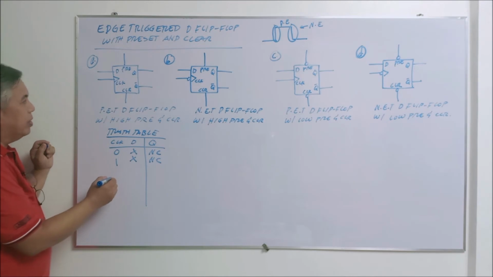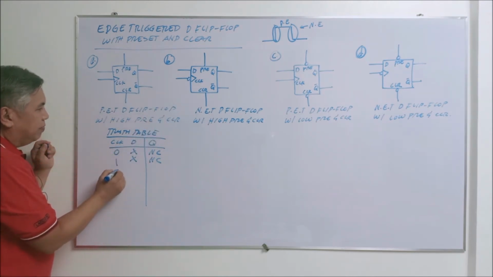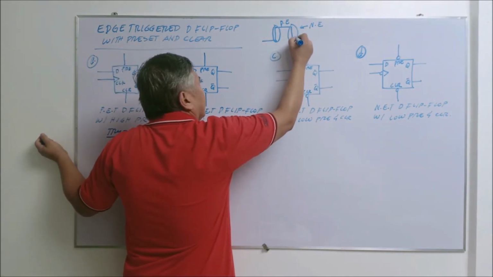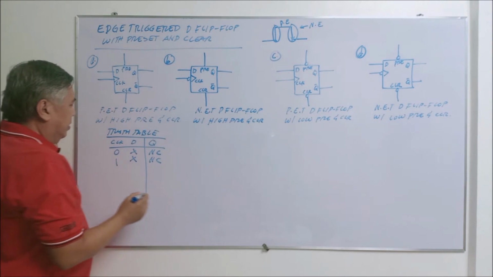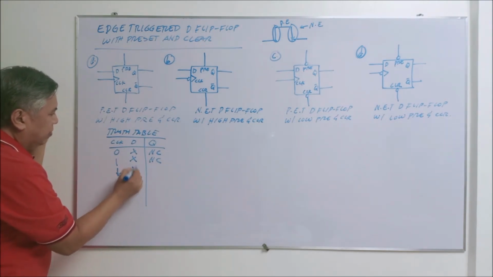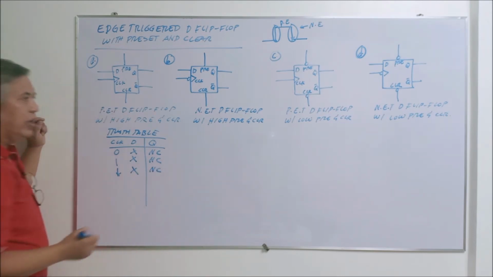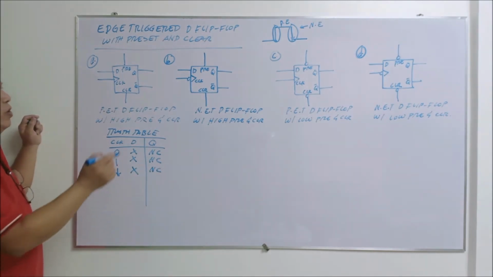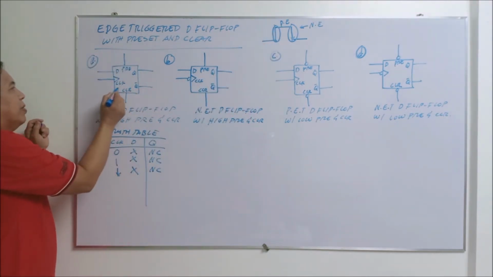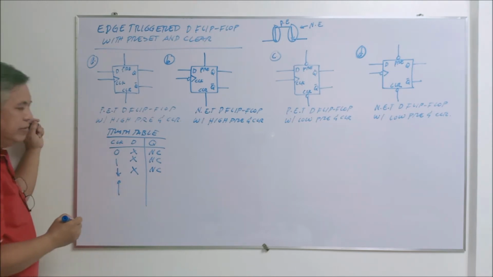But if the clock goes negative edge, that is, negative edge is what? Going down. Okay? So that's the arrow going down. So if you have negative edge, regardless of the value of your D, the output will still be a no change condition. But when the condition is positive edge, as what we have here in our symbol, that will be this one.